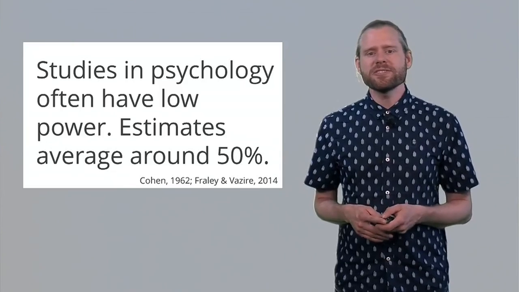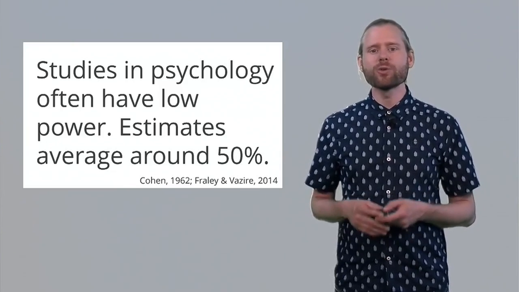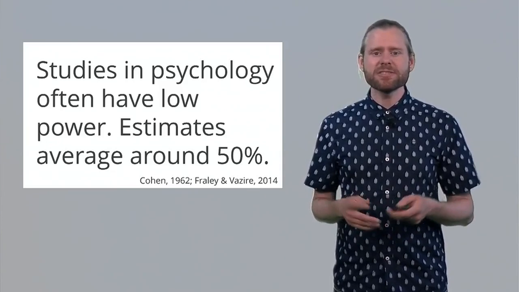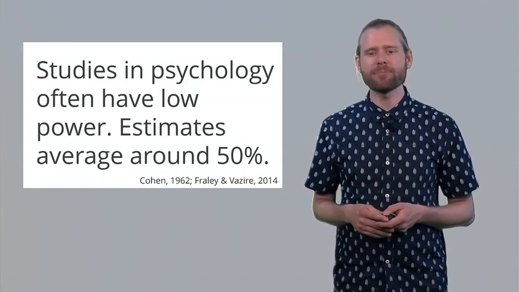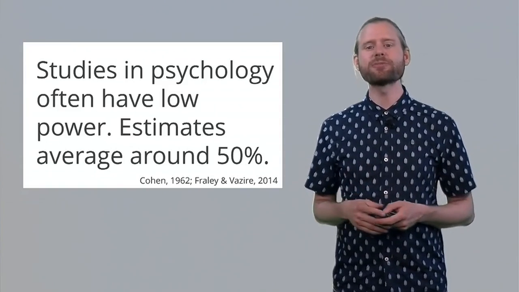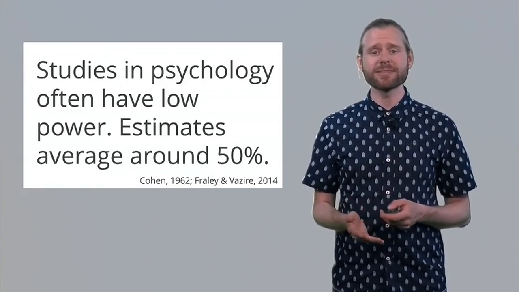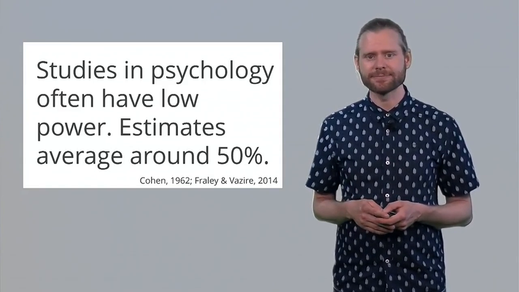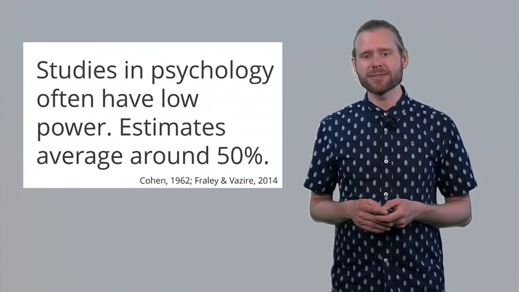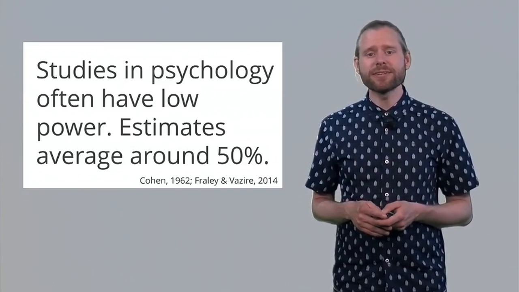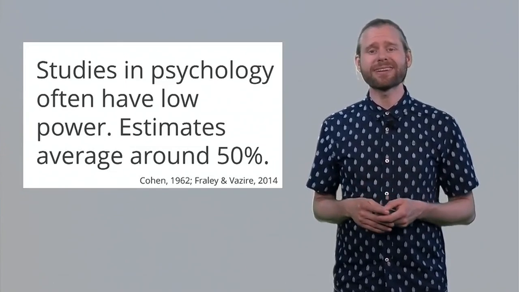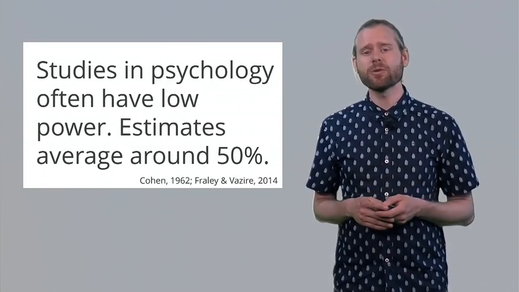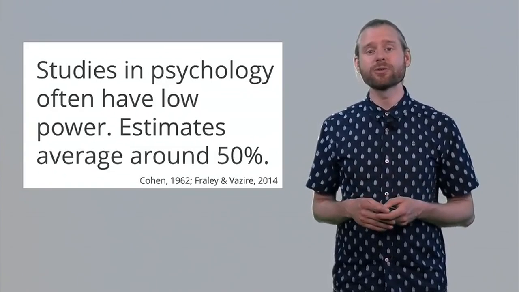We see that studies in psychology often have very low statistical power. Estimates average around 50%, which means that even if you have a true hypothesis, you only have a 50% probability of actually observing a statistically significant finding. I think that if people realize this, they would seriously reconsider doing the study, because they only have a 50% probability of finding an effect when it's there. That doesn't seem to be worth all the effort to collect this data.